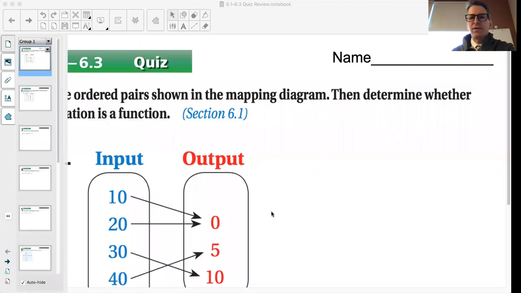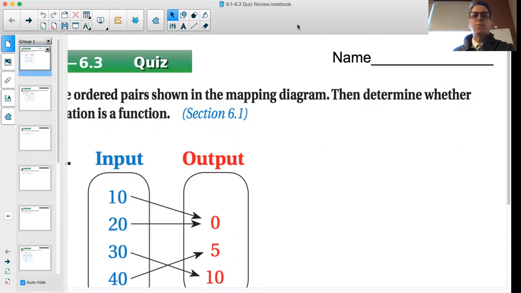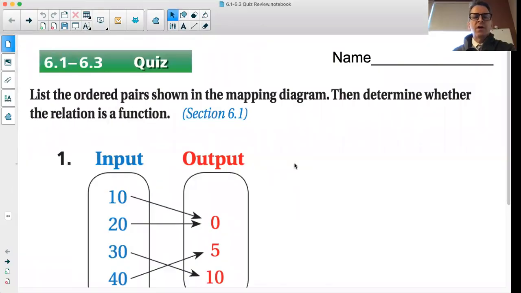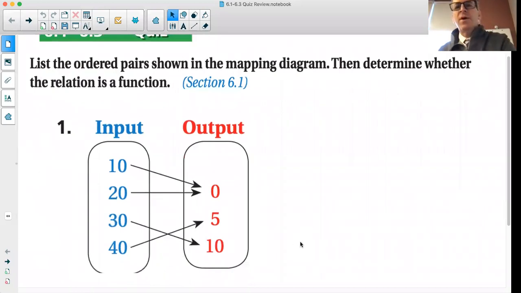So I had you do a few problems from this. Okay, so we start out with number 1. List the ordered pairs shown in the mapping diagram, then determine if the relation is a function.